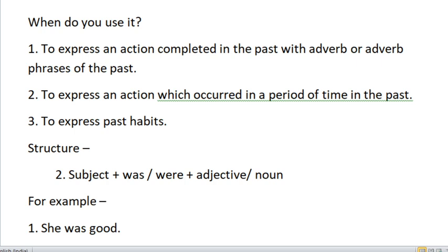Okay. Second structure. Now I am going to talk: subject plus was/were plus adjective or noun. Means she was good, she was beautiful, she was an actress. They were actors, they were workers. So all these sentences come in simple past tense.